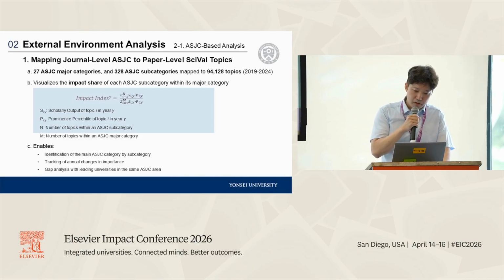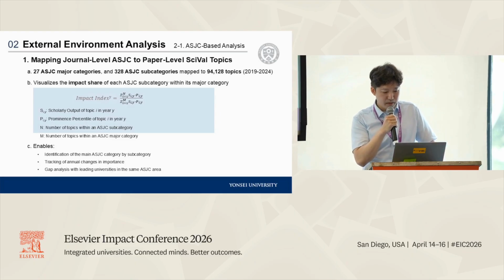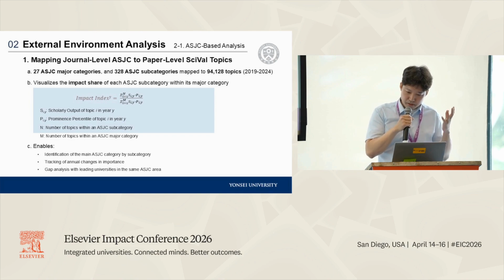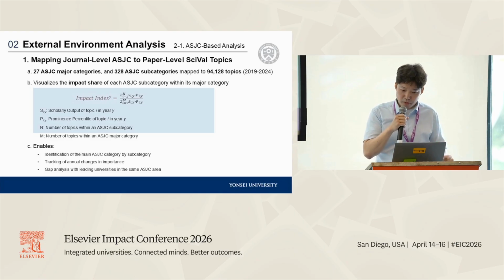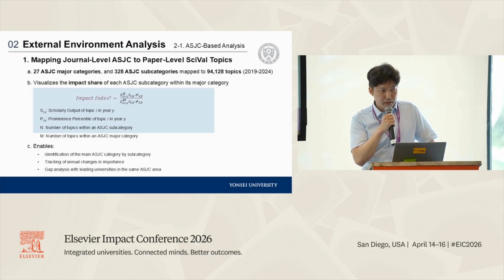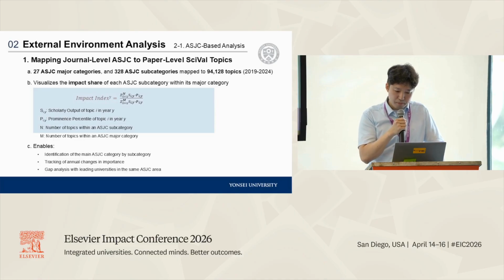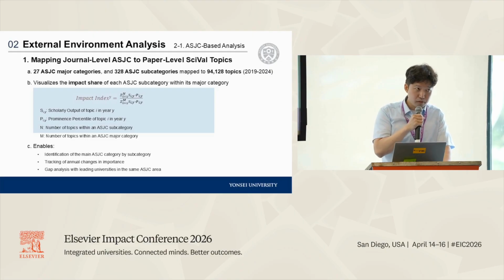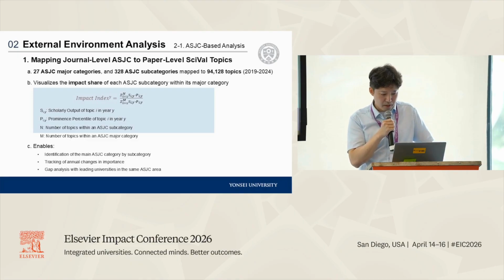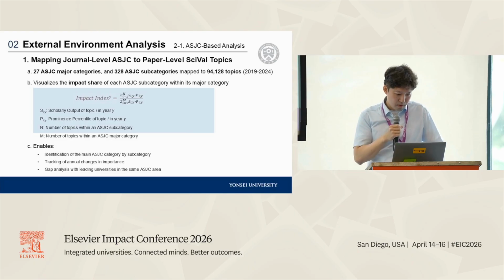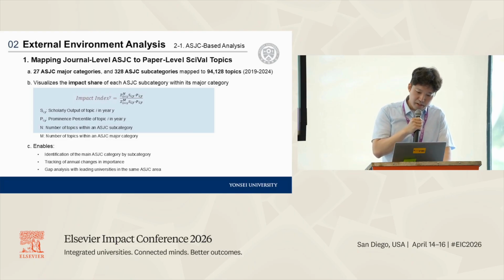And let me explain our ASJC to topic mapping methodology and the impact index we developed. The data set spans from 2019 to 2024, covering approximately 24 million world publications. And we mapped over 94,000 topics across 27 ASJC major categories and 328 subcategories. To quantify these trends, we formulated the impact index.